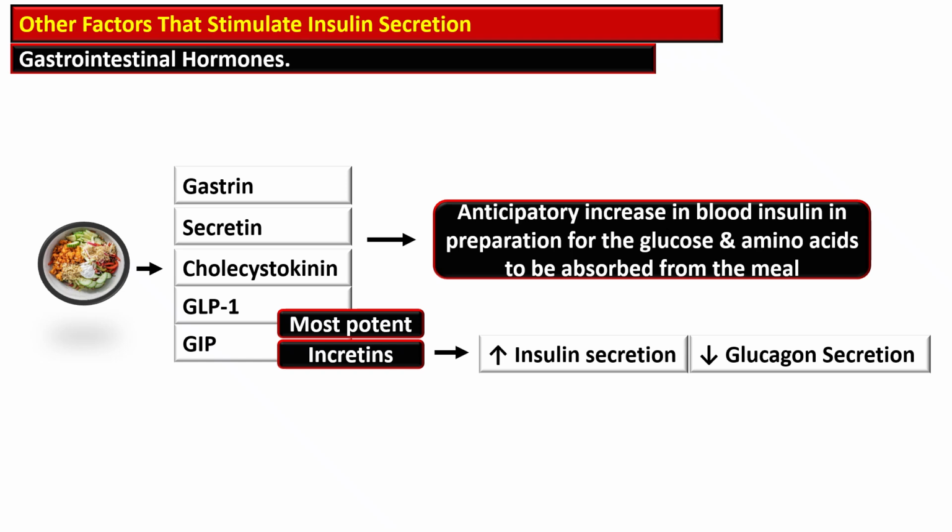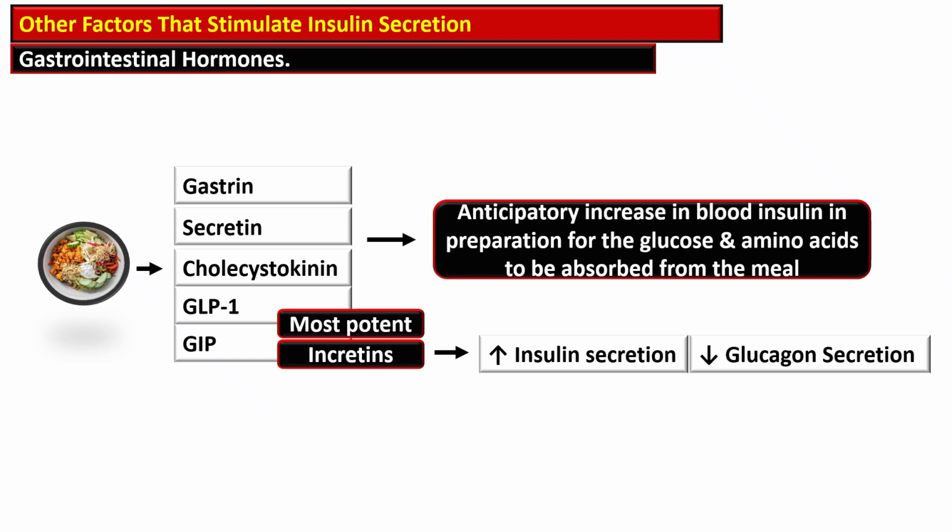Thus these incretins fine-tune the glucose regulation during and after the meal. These hormones are secreted by GI tract after food intake. They cause an anticipatory rise in blood insulin before significant absorption of glucose and amino acid occur. This prepares the body to efficiently handle the upcoming post-meal glucose load. And similar to amino acid, incretin amplify the insulin response when glucose level rise, often doubling the secretion rate.